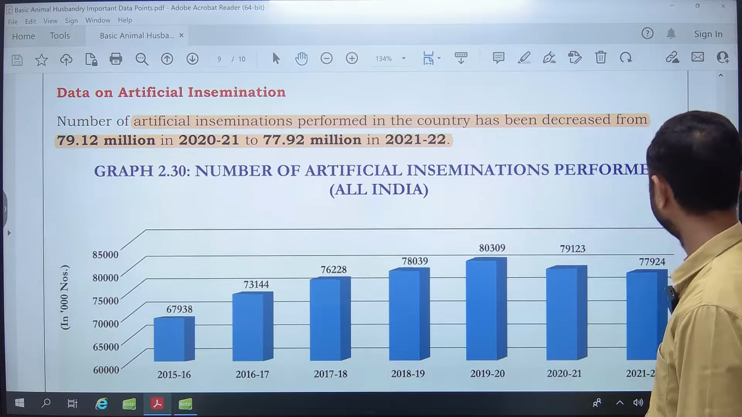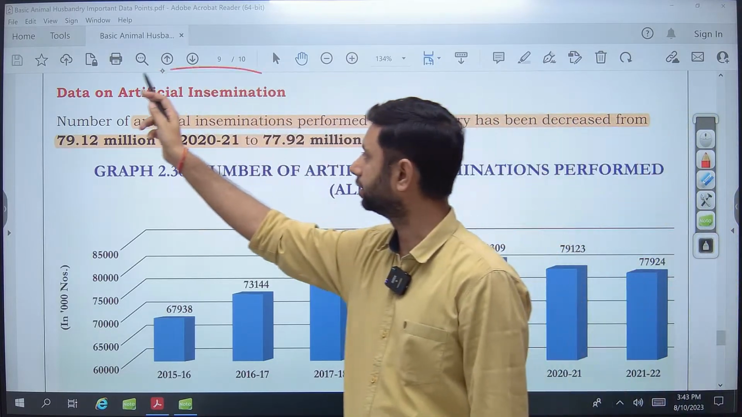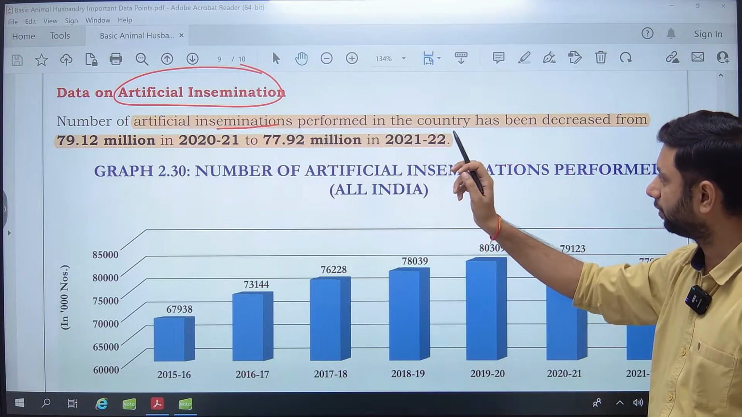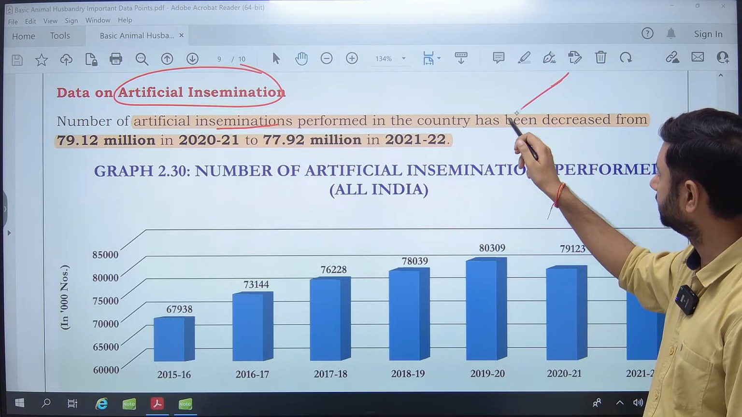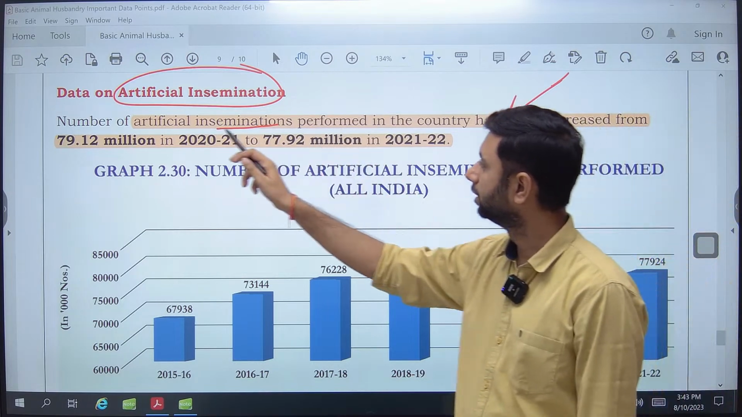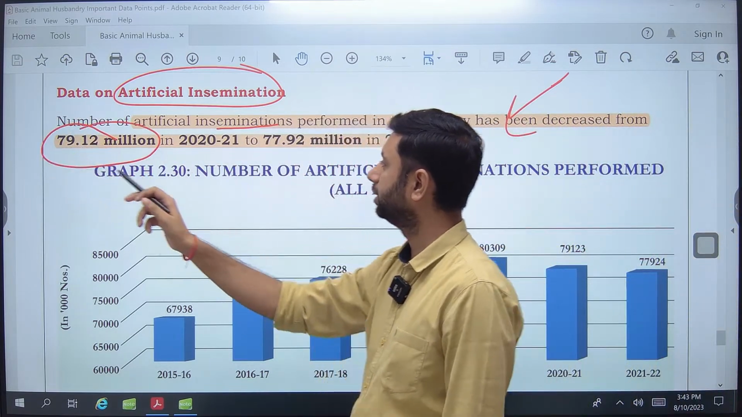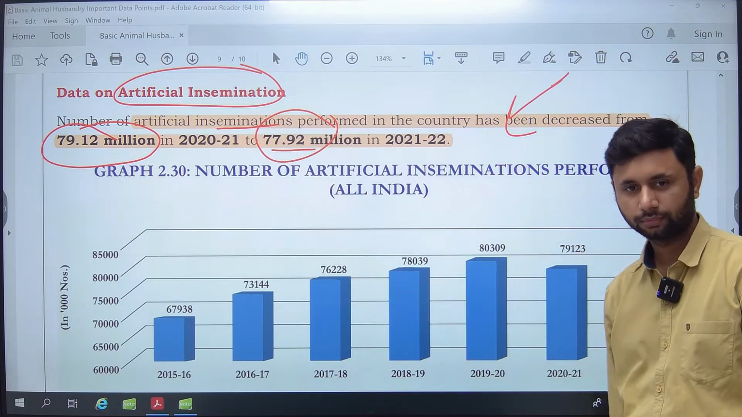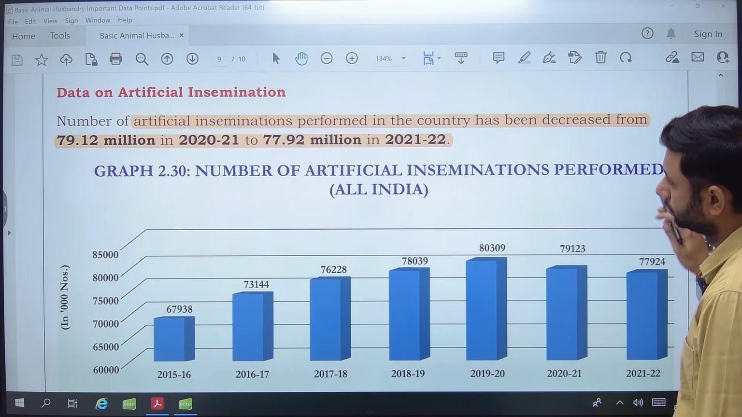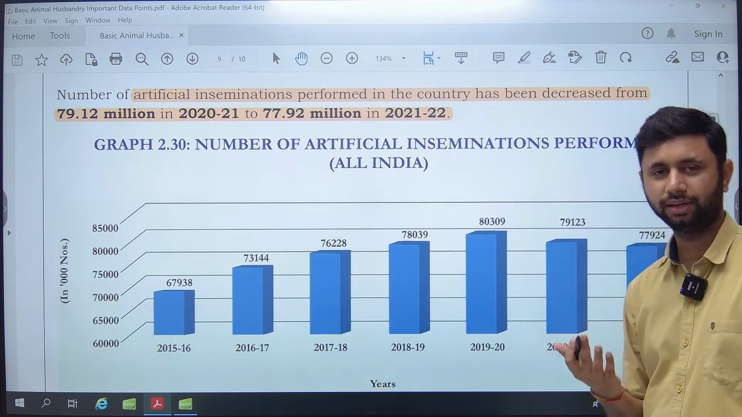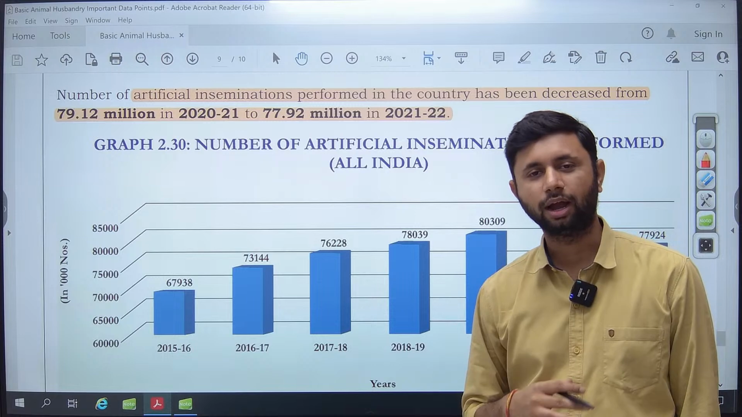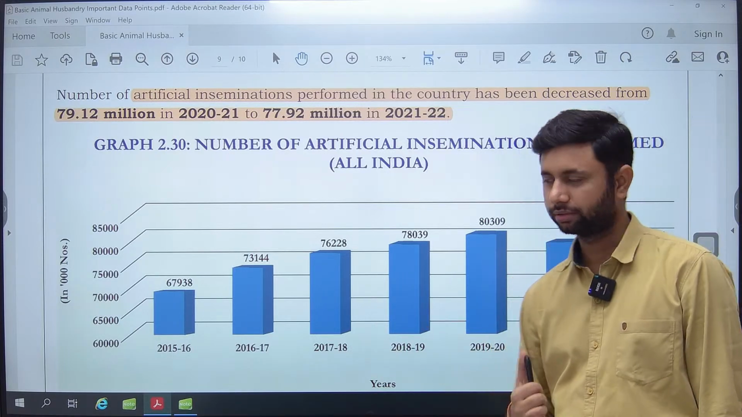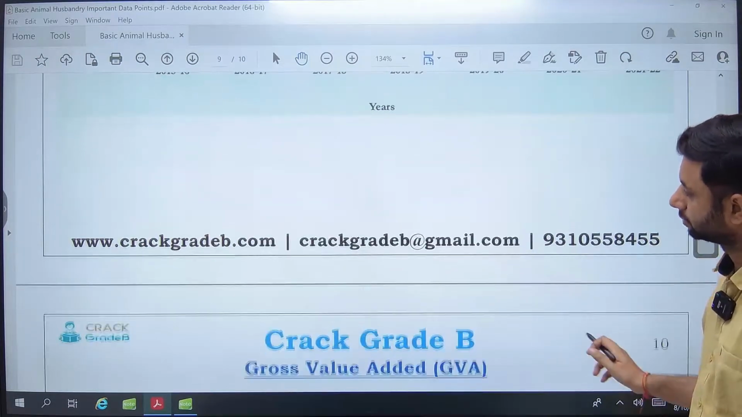And this is data with respect to artificial insemination. As you can see, the number of artificial inseminations performed in the country has actually decreased, from 79.12 million to 77.92 million. So just remember the key figure that 79 or 77 million were there and a decrease was reported.